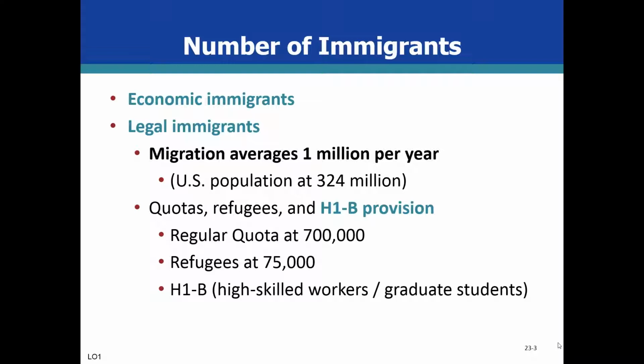Legal immigrants average about 1 million people a year. To put it in perspective, this is a small amount of the total U.S. workforce of 147 million and a much smaller percent of the total population.